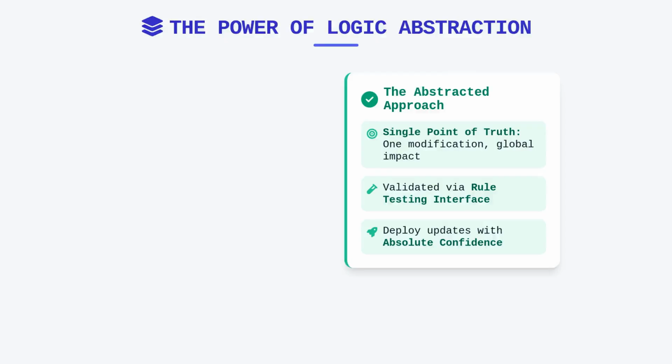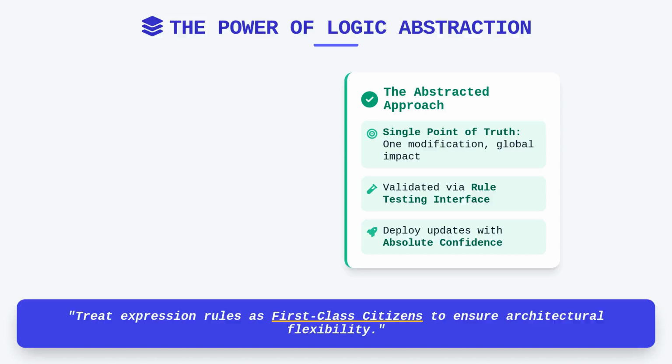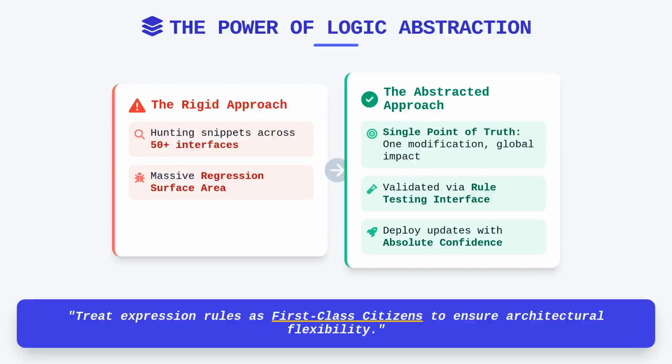This reduces the regression surface area significantly because you are not hunting down every instance of a logic snippet hidden in 50 different interfaces. By designing for reusability from the start, you treat your expression rules as first-class citizens in your application's architecture rather than as secondary utility files. This is the difference between an application that grows rigid over time and one that remains flexible in the face of inevitable change.